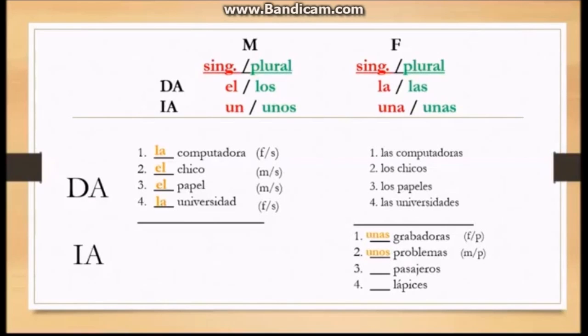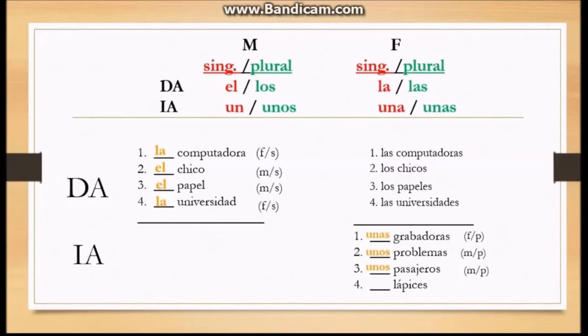Number 3 ends in OS. We know the O lets us know that it's masculine, and S lets us know that it is plural. We're looking for a masculine plural indefinite article. Unos is our only option. Unos pasajeros.